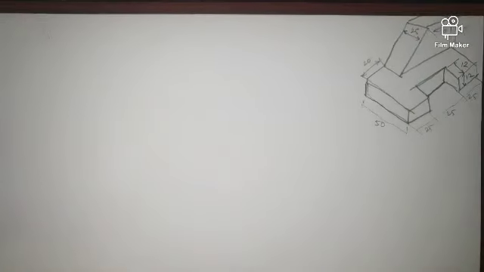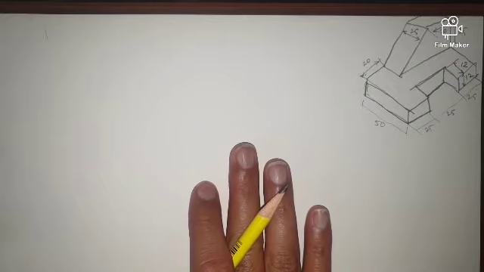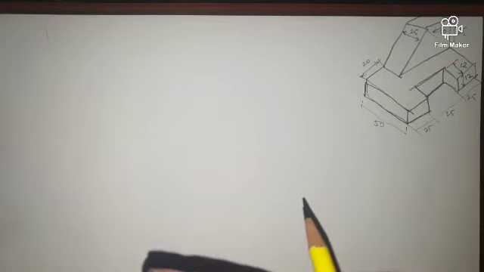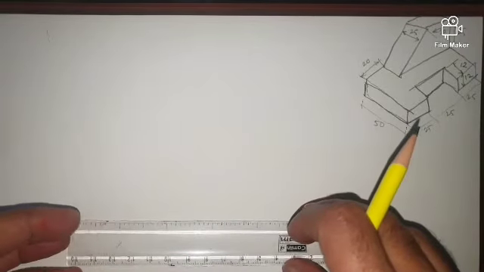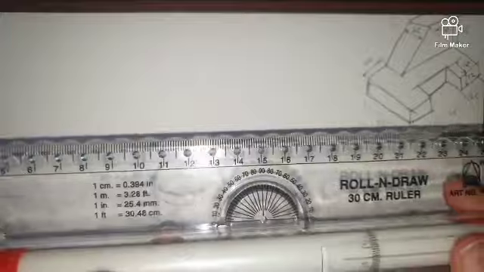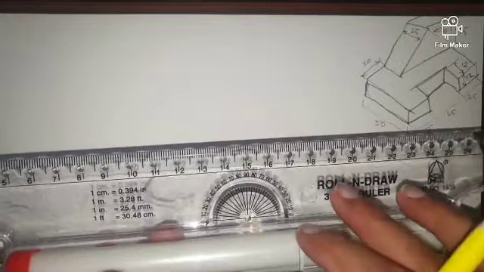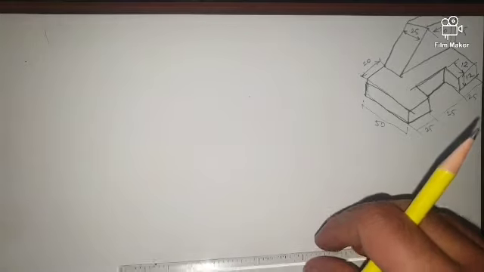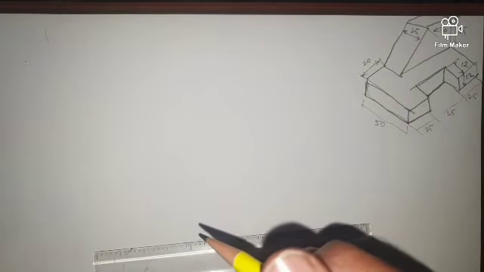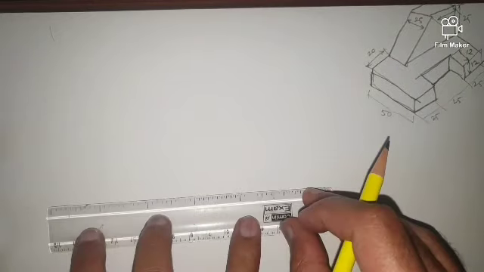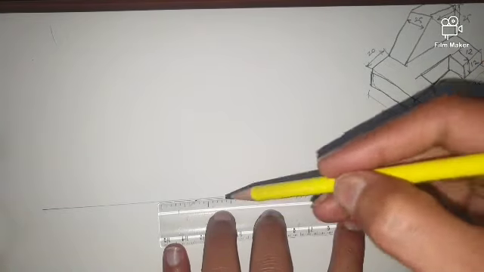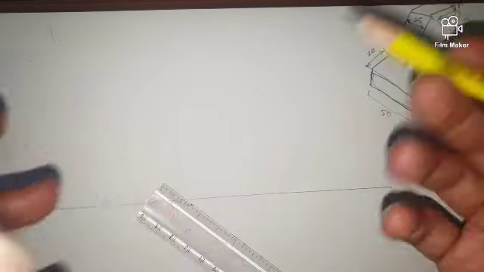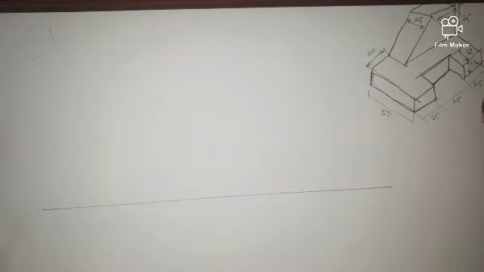So we'll try and draw this object over here. First up, you have to use your drafter or roll and draw. I'm using a scale since I have a roll and draw, but it is of a bigger size and doesn't fit on the sheet, so I won't be using this. The drawing will be an approximate version of this. The first thing you have to do is draw a reference line. So this is the reference line.